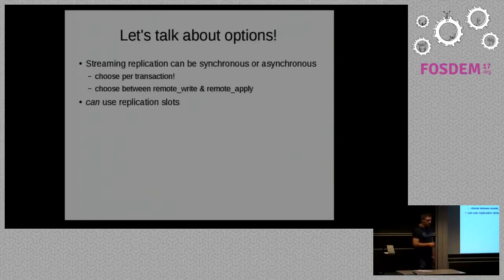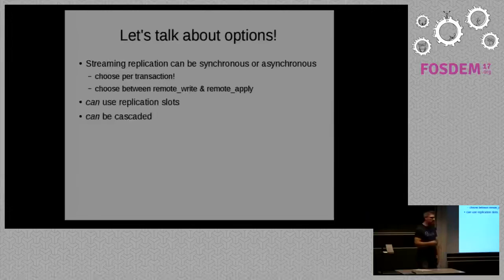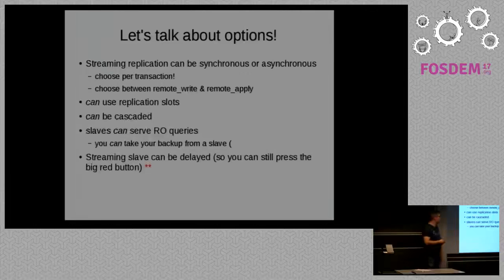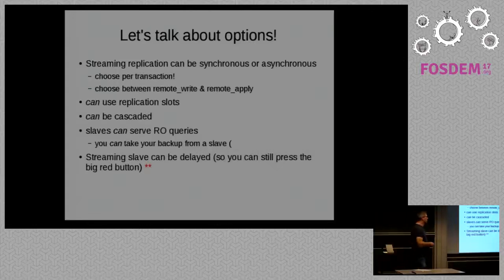You can use replication slots. I would for now say, yeah, know that they exist, but you don't actually need them when we're done here. They can be cascaded. We'll have a nice picture there. Slaves can serve read-only requests. You can even take your backup from a slave. But, oh, I think I didn't finish there. There's some implications with feedback, etc. So if you don't really need that, never mind.